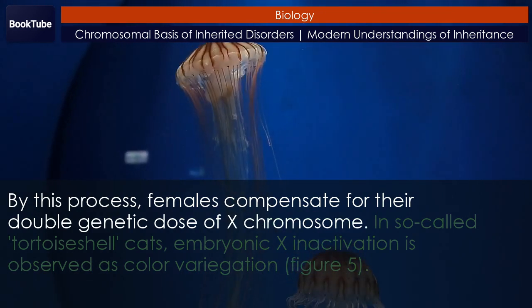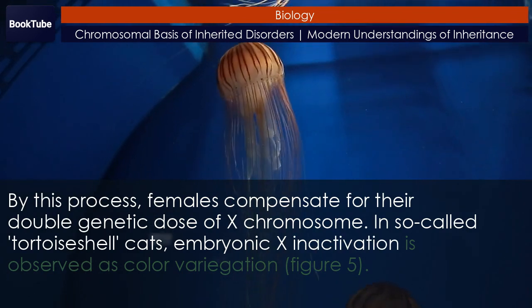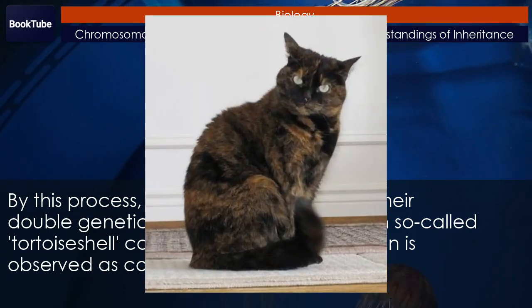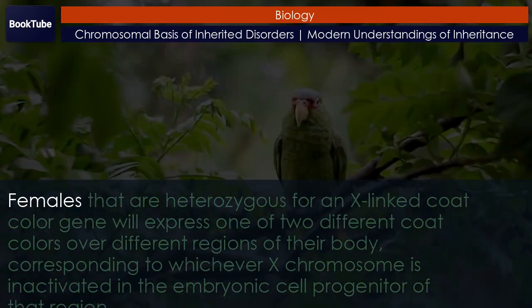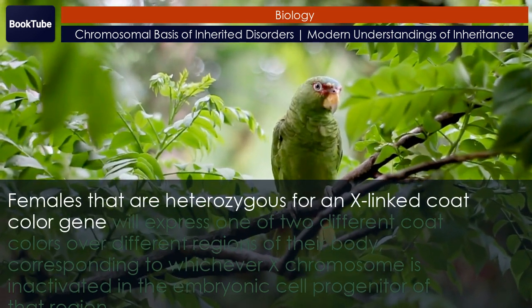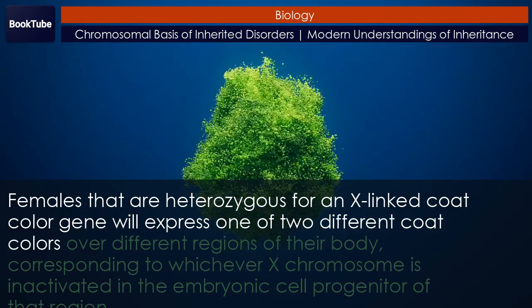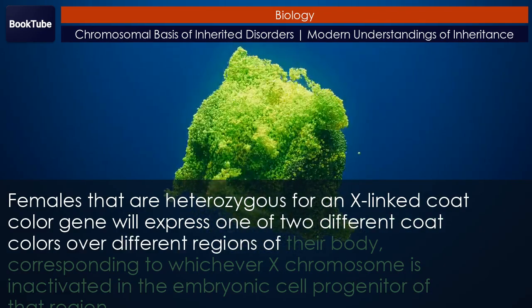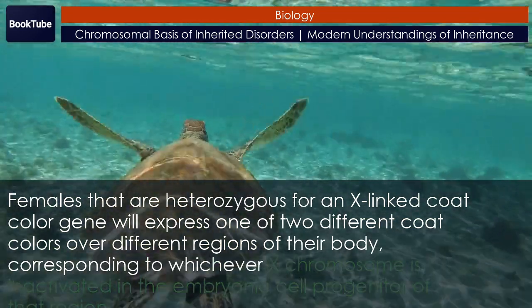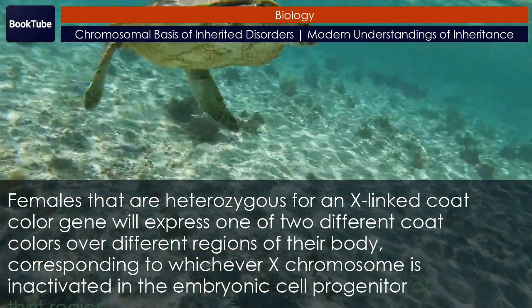In so-called tortoiseshell cats, embryonic X inactivation is observed as color variegation. Figure 5. Females that are heterozygous for an X-linked coat color gene will express one of two different coat colors over different regions of their body, corresponding to whichever X chromosome is inactivated in the embryonic cell progenitor of that region.